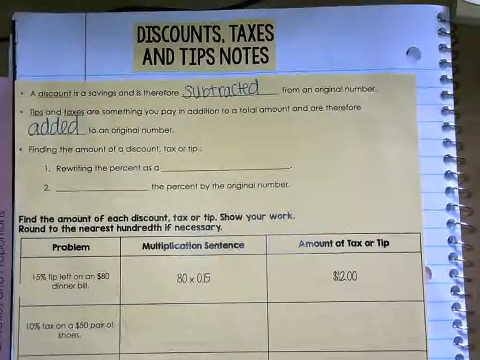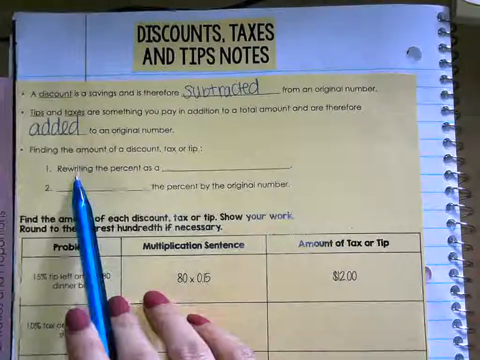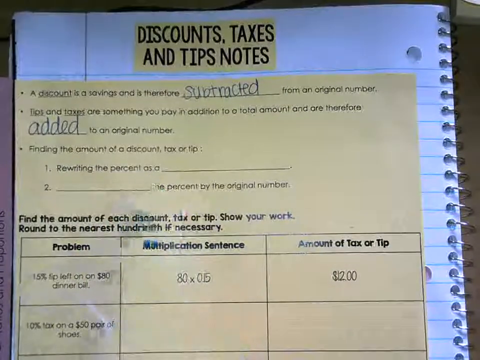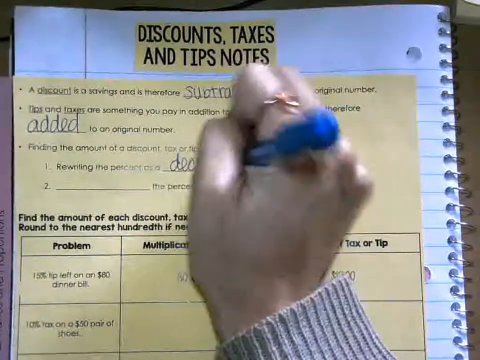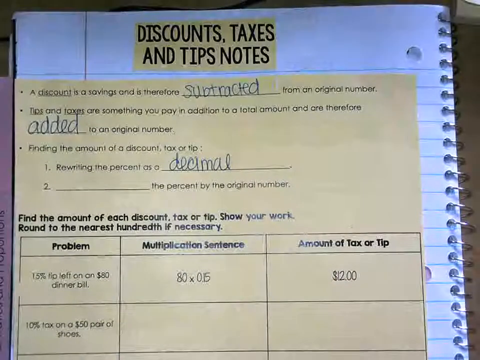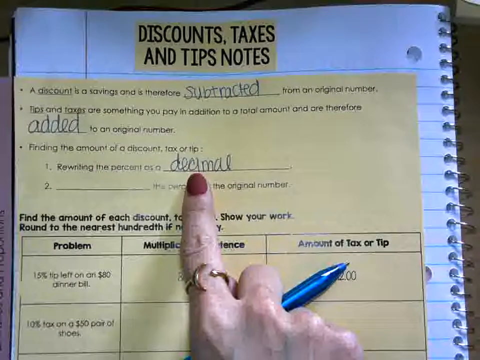So here is how you find discounts, taxes, tips. Anytime they give you a percentage and they want to know what your percent of that number is, you need to first rewrite the percent as a what? Decimal. Good. We can't do anything with a percentage, guys. That's why we always put the percent over 100 when we did percent of a number and percent proportions, because a percent is not a number. It is a number that you get from a decimal or a number you get from a fraction. So we have to change it to a decimal.